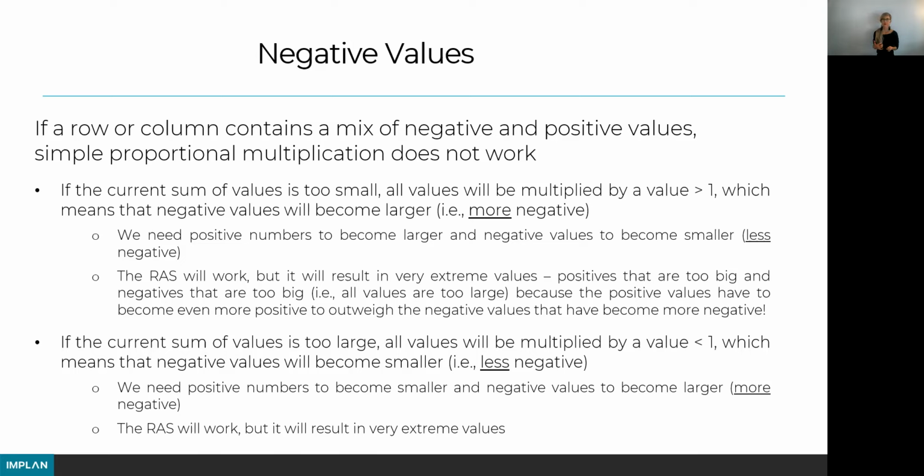Okay, but then what we ideally would want is that the positive numbers become smaller and negative values actually become larger. We want them to become more negative, right? And that doesn't happen with a straight RAS.